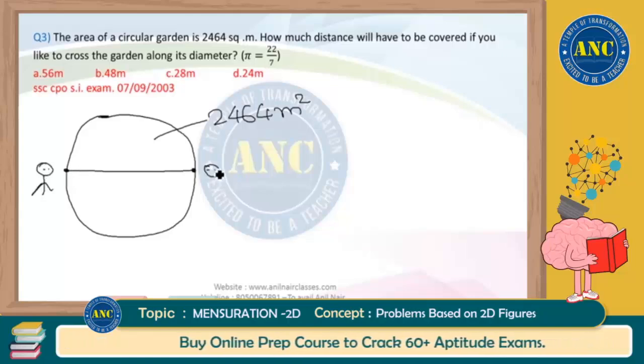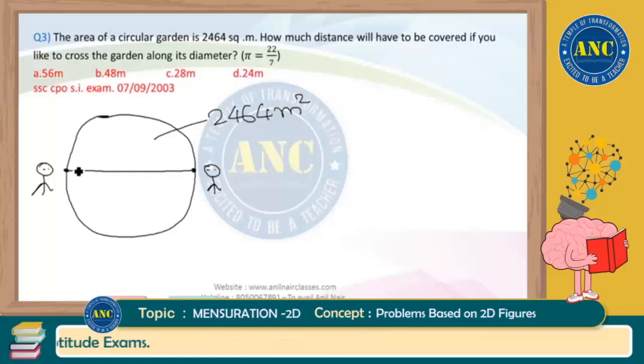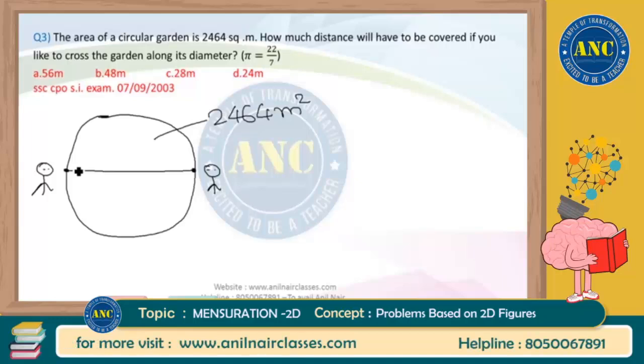I need to come to this particular point along the diameter. In simple language, they are asking you what is the length of the diameter. Simple, right? Don't confuse yourself about how much distance, what is the distance is also asked. Time, speed and distance question. Diameter is given, or the word diameter is given, so geometry or mensuration question.